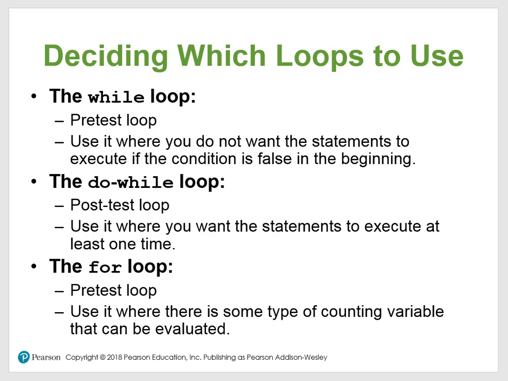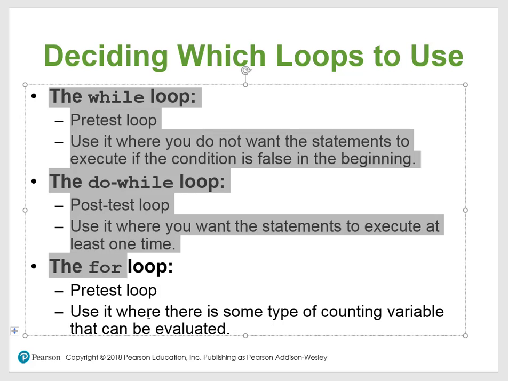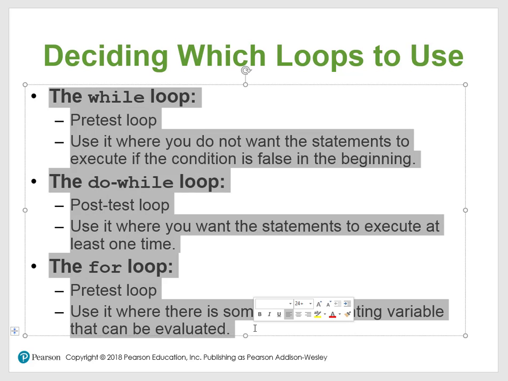The for loop is another format of a while loop. It's also a pretest. Use it where there is some type of counting variable that can be evaluated. All right. So you've got three structures to look at, they're repetitions, and you use them in certain ways.